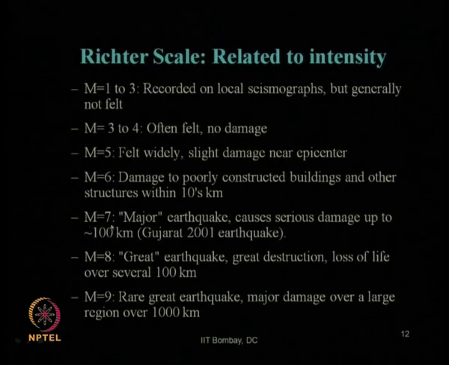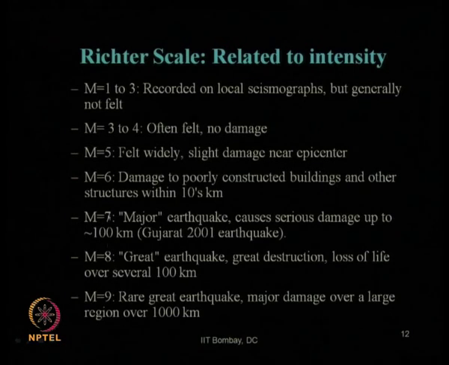M7, Richter magnitude of 7, is referred to as a major earthquake, which causes serious damage up to a distance of about 100 kilometers. That is, if a site is located within about 100 kilometers from the epicenter, this magnitude 7 major earthquake may cause damage. Our Gujarat earthquake of 2001 falls under that category; the local magnitude was about 7.